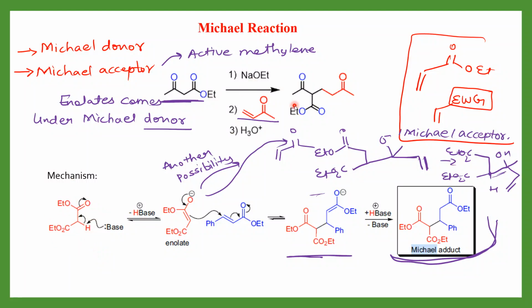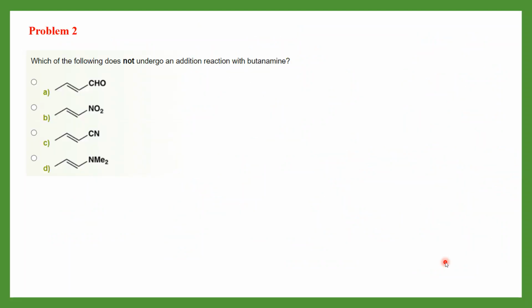The example is of another moiety, and I have given the mechanism for the other moiety, so don't get confused here. So this is your Michael donor. First enolate will form. It will attack in 1,4 fashion, form this adduct, and at last protonation will lead to this Michael adduct. Okay. So based on the Michael reaction, I have kept 2 to 3 problems.